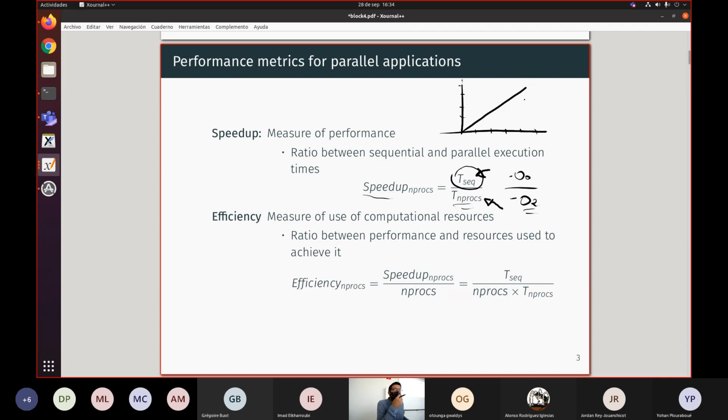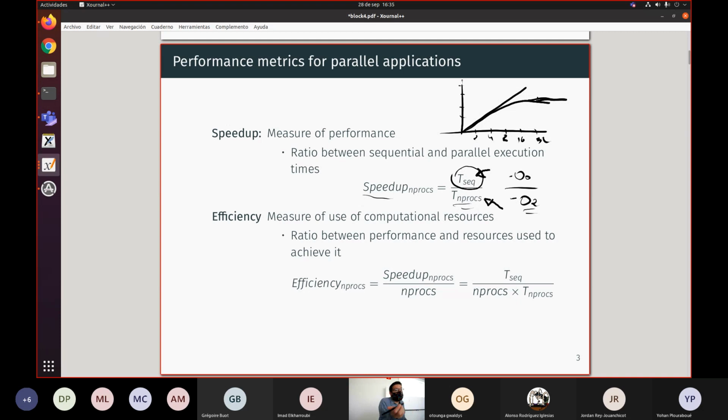That means a linear speed up. Usually, we get something more similar to this. When we are increasing the number of processors, 4, 8, 16, 32 processors, somewhere during this graph the speed up starts to decrease, and we usually get a flat line in some part. So we're reaching a limit in the performance.